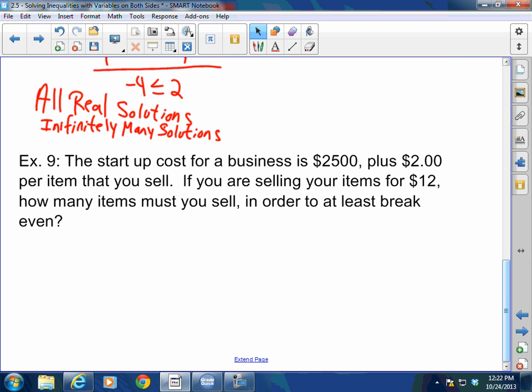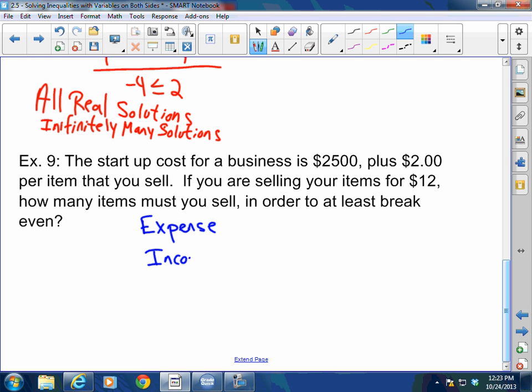Good question. The startup cost for a business is $2,500 plus $2 per item that you sell. If you are selling your items for $12, how many items must you sell in order to at least break even? Break even, guys, is when your costs are equal to your income. That's what break even means. That means you didn't make money and you did not lose money. So let's set this up. You have two different equations here. You have an expense equation and an income equation. If you're ever going to deal with a business, I would definitely listen to this.